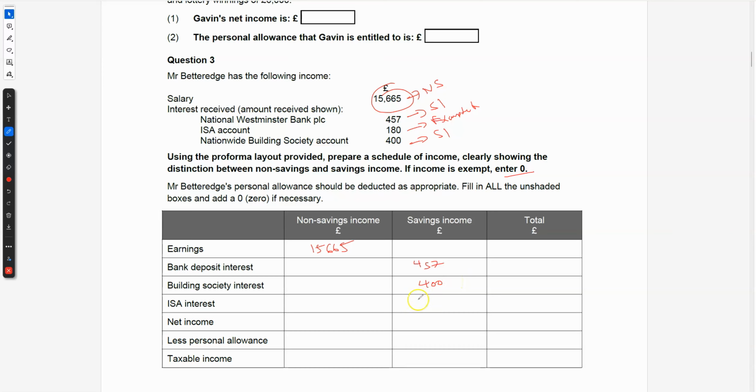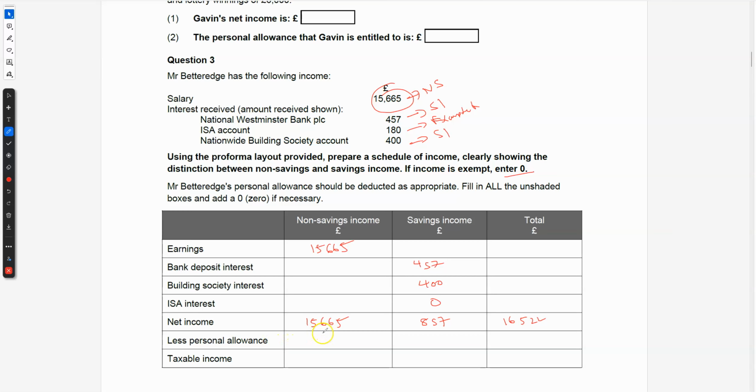Then we have an ISA, we need to enter 0. This is exempted income, so any exempted income they said enter 0, so we follow that. Then we have a net income, so we need to just make a total of that. So here we have 15,665, 15,665. Here we have 857, and the total is 16,522. And from here we need to minus our personal allowance.